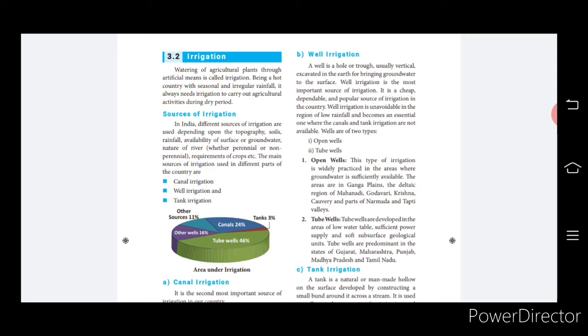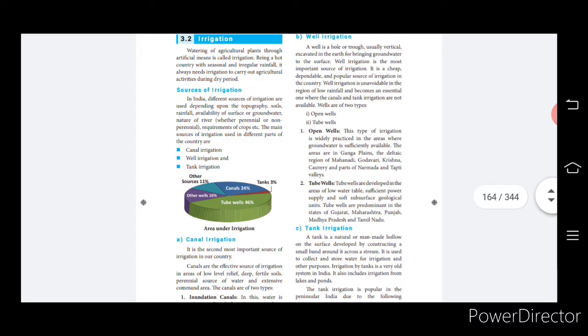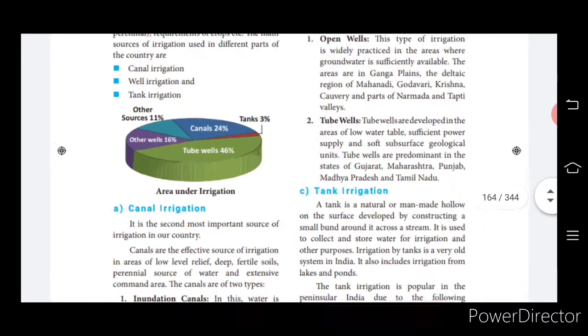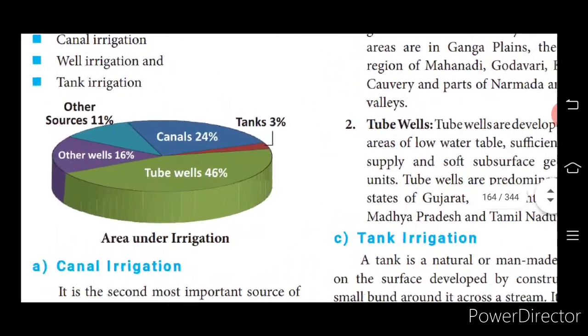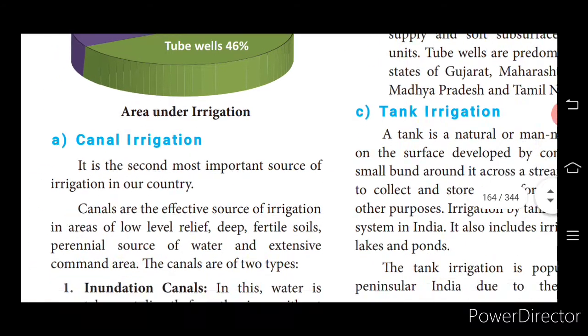Being a hot country with seasonal and irregular rainfall, it always needs irrigation to carry out agricultural activities during dry period. Now sources of irrigation are canal irrigation, well irrigation and tank irrigation. Okay. So now the canal irrigation is 24%, tank irrigation is 3%, tube wells are 46%, other wells are 16%, other sources are 11%. Areas under irrigation.